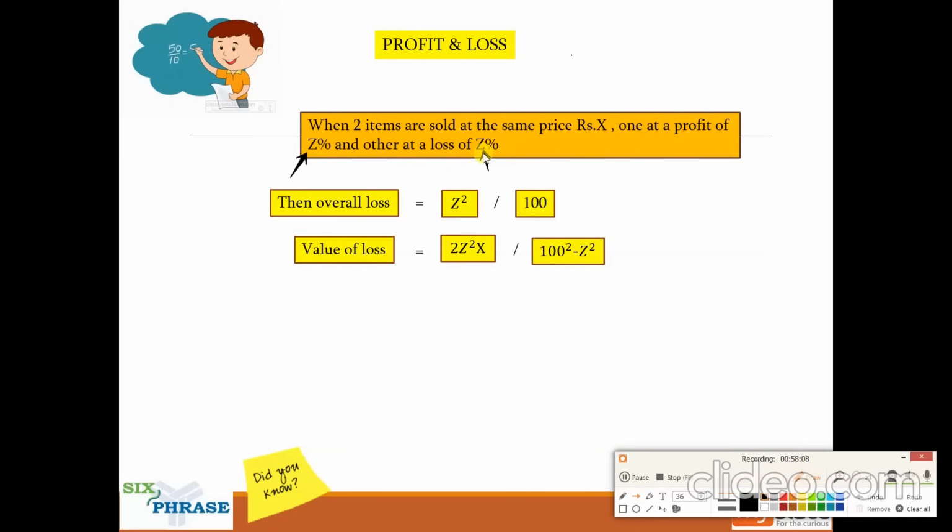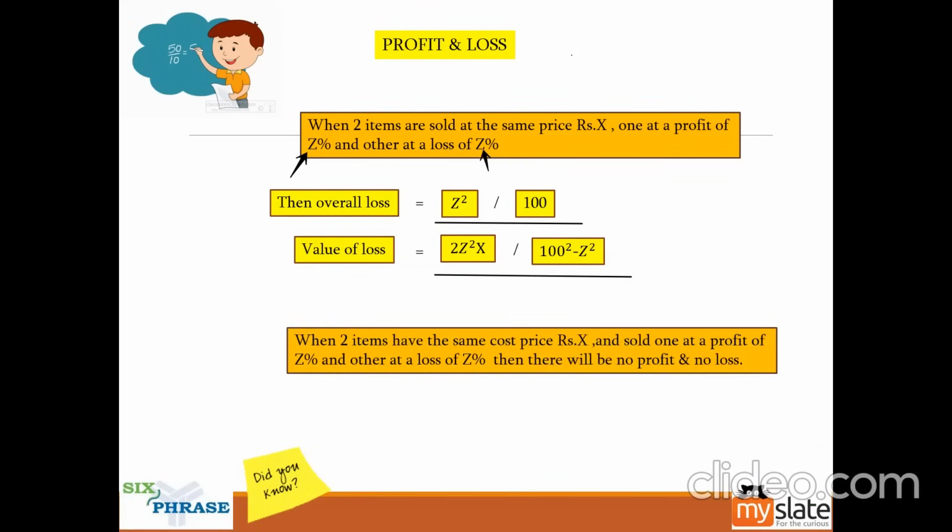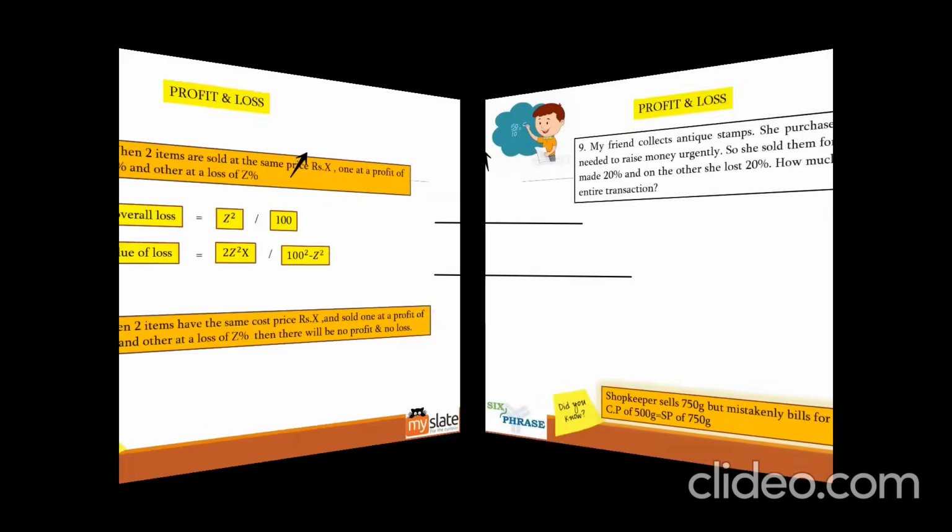So in this situation, we have an overall loss percentage, which is indicated by this formula Z square by 100, and the value will be 2Z square X by 100 square minus Z square. So when two items have the same cost price and are sold at a profit of Z percentage and the other at a loss of Z percentage, then there will be no profit and no loss.